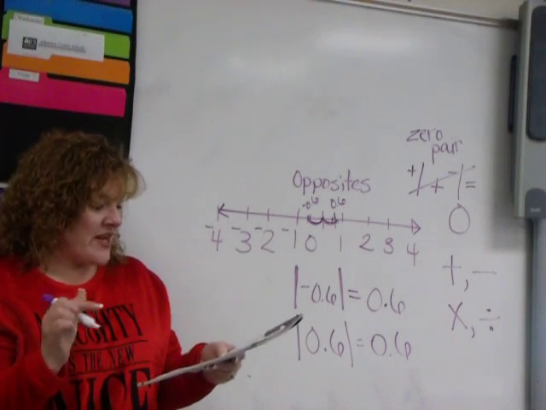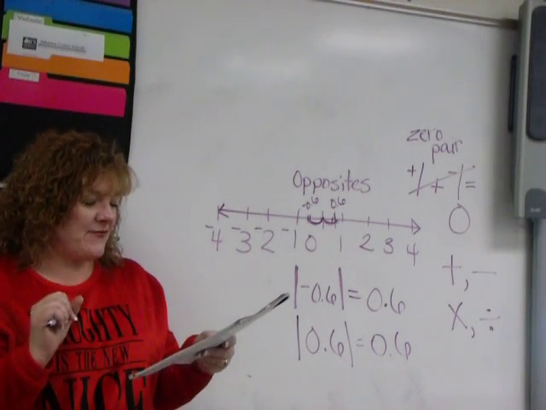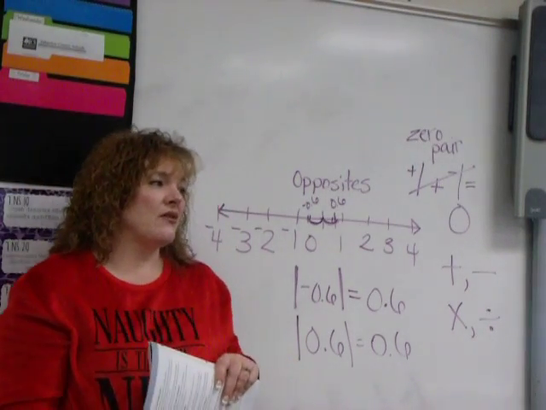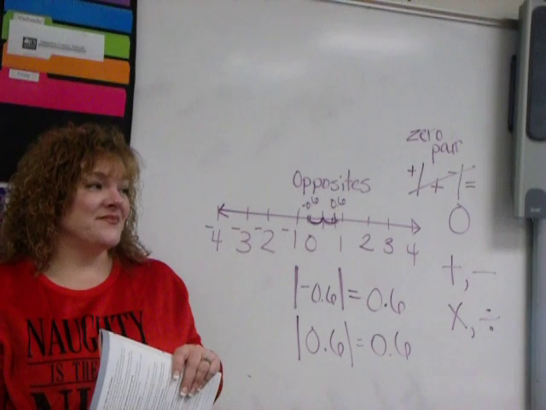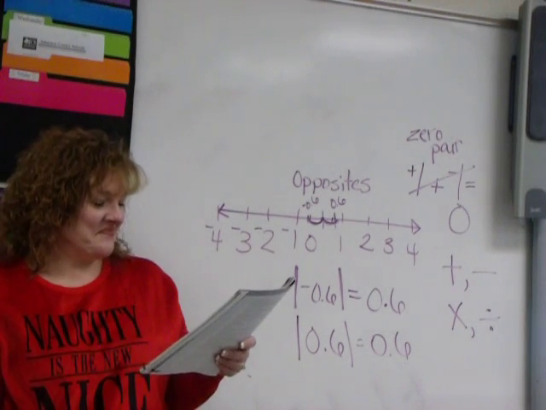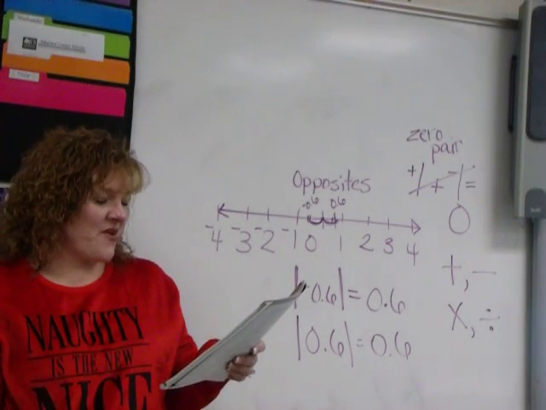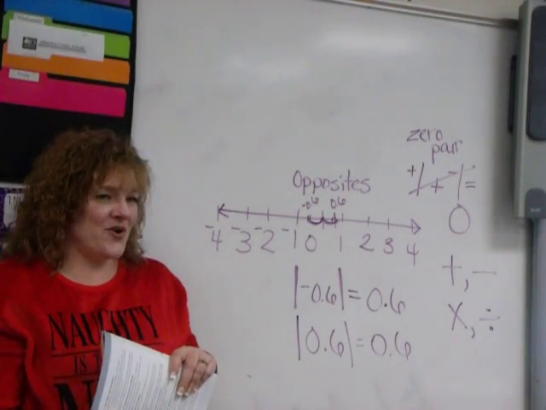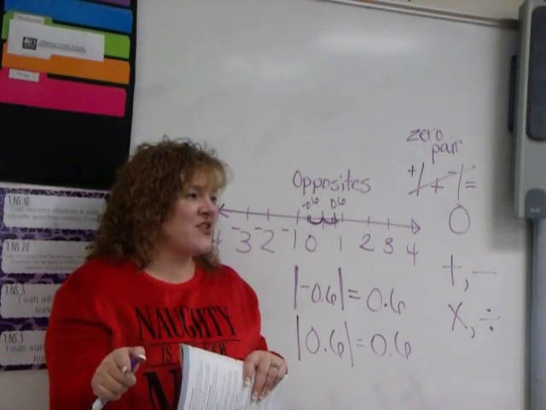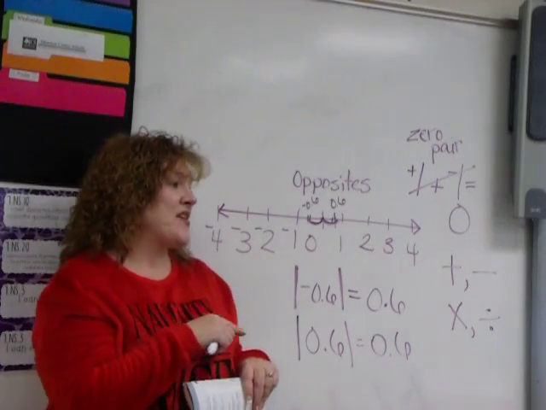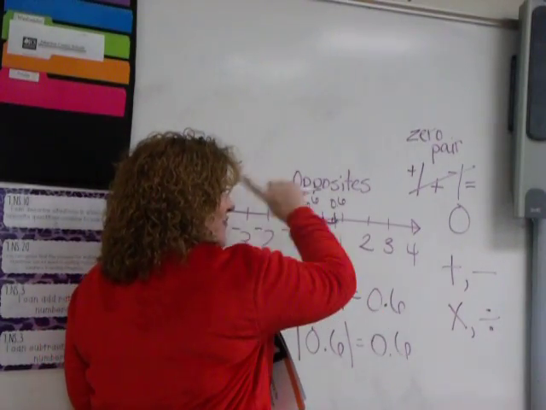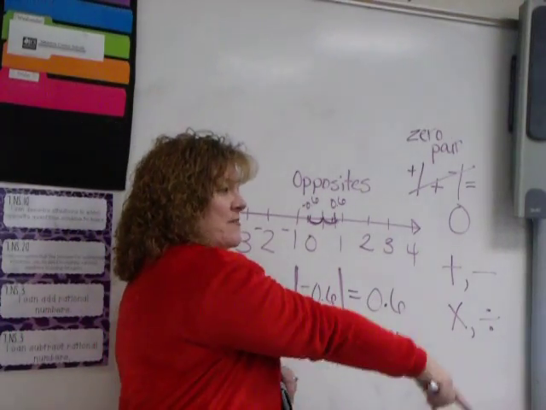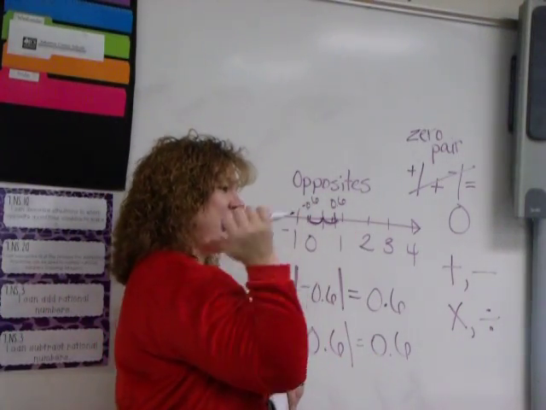They also want to know which number is greater, negative 2.3 or positive 1.2. Poncho, do you know? Which one's greater, negative 2.3 or 1.2? 1.2. Positives are always greater than negatives because a positive is always going to be to the right of a negative number. And remember, to the right, that's bigger. To the left, that's smaller.